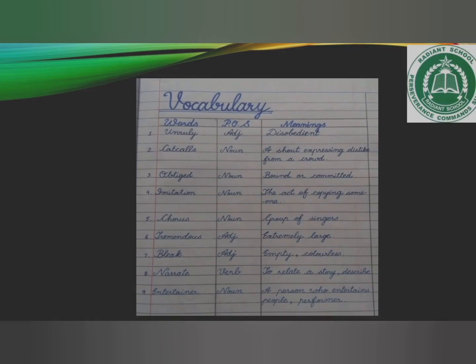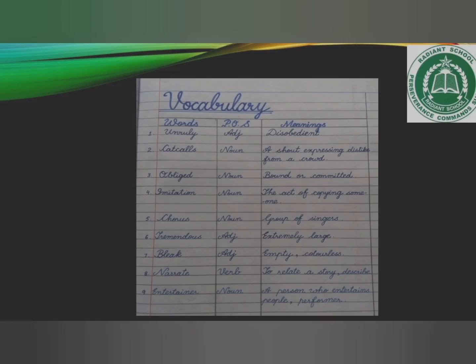Word number 3, obliged. Obliged is an adjective. And what is the meaning of obliged? Bound or committed. Students, don't forget to start the word with a capital letter and be careful about the spellings. Number 4, imitation. Imitation is a noun. The act of copying someone.